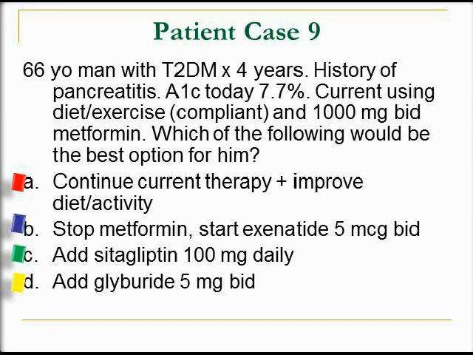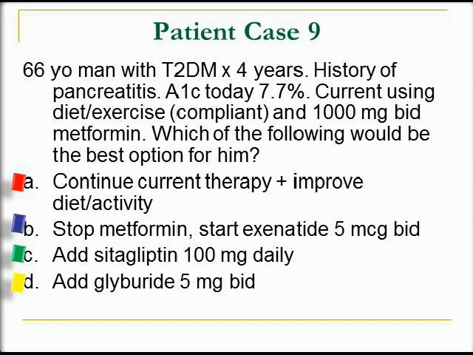Would you add sitagliptin then or add glyburide? Really, the decision here now is how high is the A1C? And am I worried about weight gain or am I worried about hypoglycemia? We don't have that information here in front of you. But for all intents and purposes, glyburide would be a better medication than sitagliptin based on the A1C alone. That is probably going to get you at goal better than the sitagliptin.